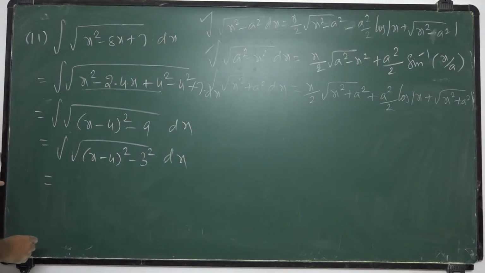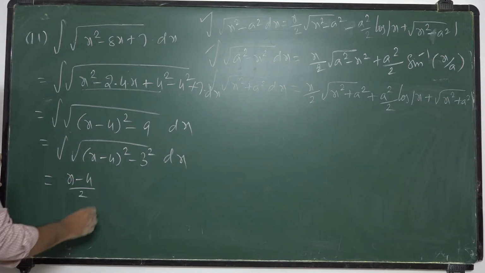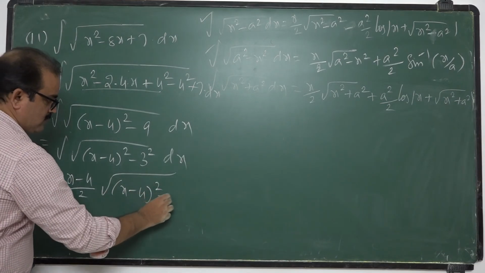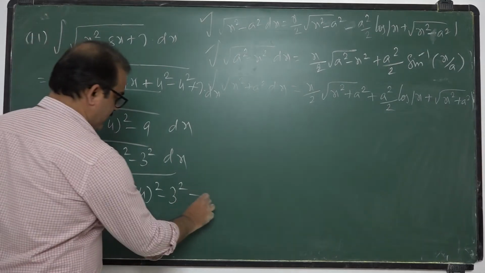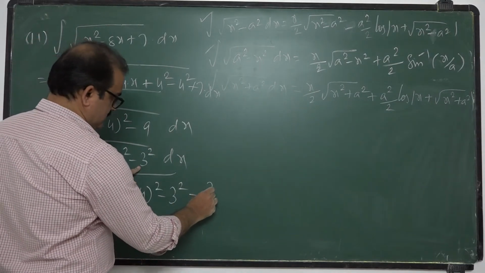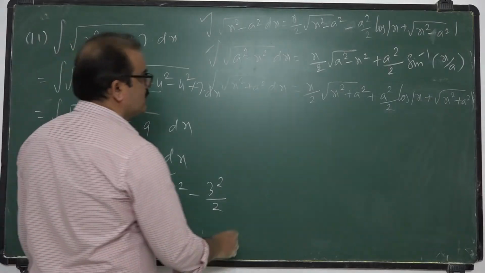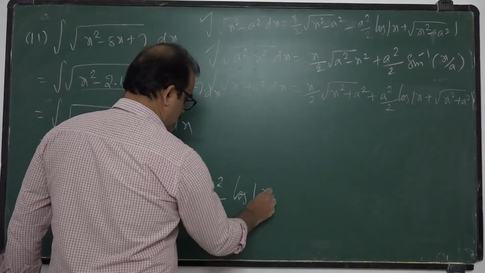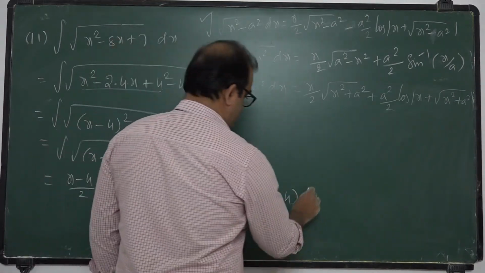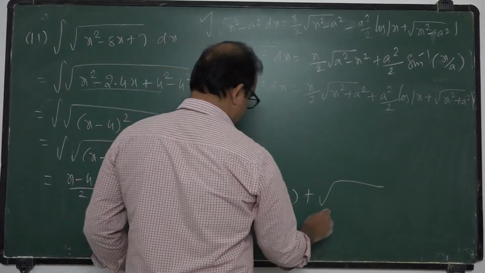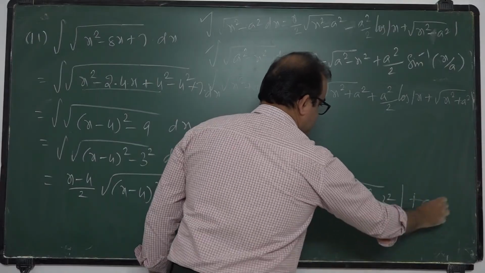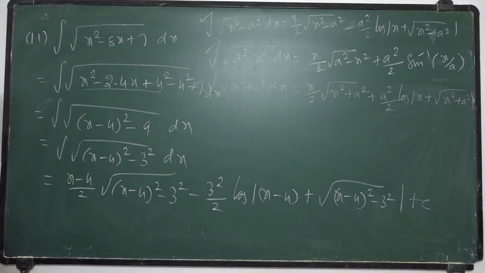From that formula, x/2, what is x? (x minus 4)/2 into root of x square minus a square. A is 3, minus a square/2, 3 square/2, log mod x plus root of x square minus a square, plus c. Now expand it.